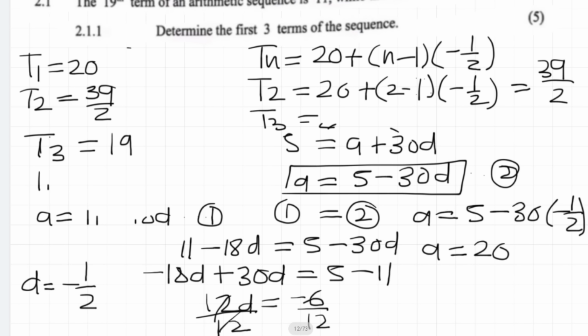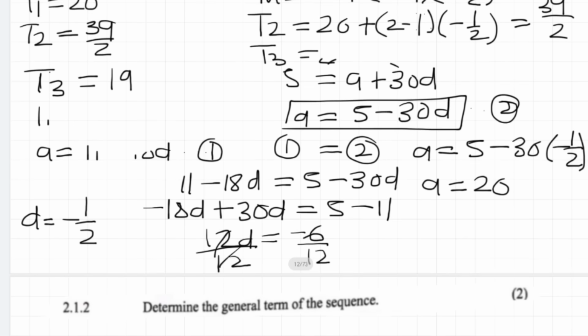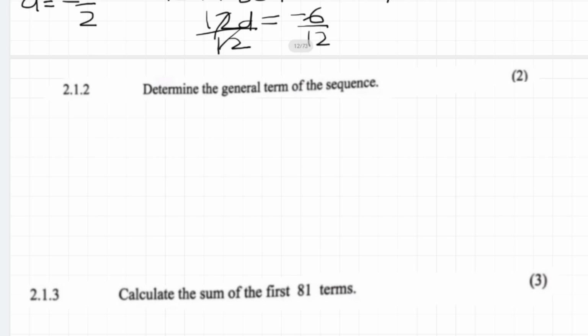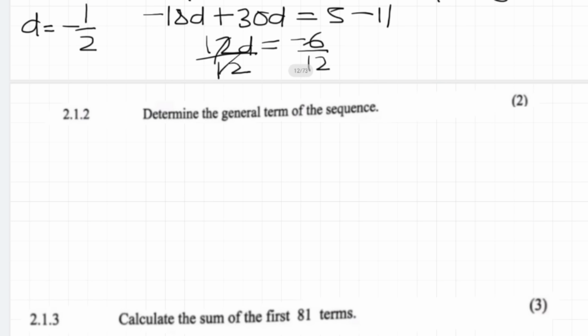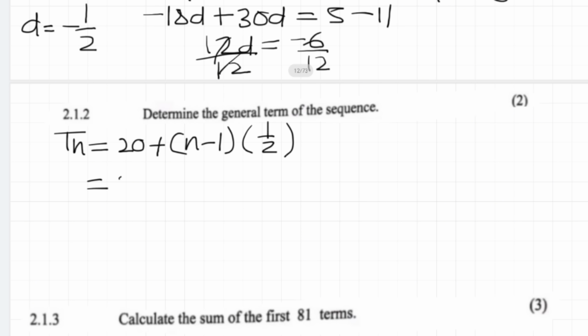Let's move on to 2.1.2. They say determine the general term of the sequence. We already have the general term there. If you've forgotten, here's the general term: Tn equals 20 plus n minus 1 times negative 1 over 2. We just need to simplify it a little bit further. So we're going to have 20, and n multiplied by that, this is negative, so this is going to be negative 1 over 2 n.